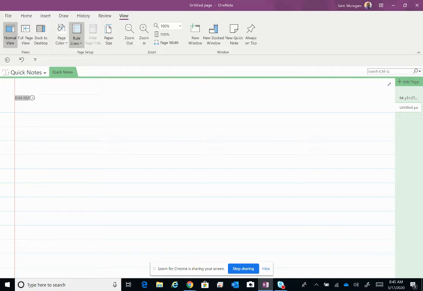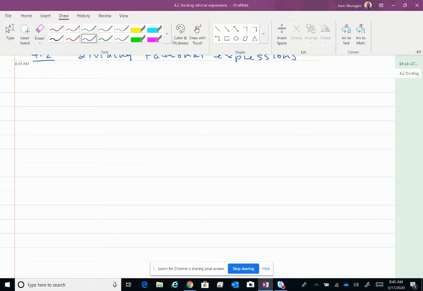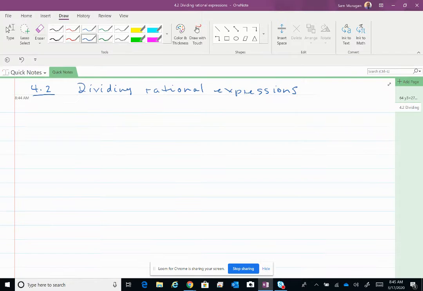Here we go. So we're looking at chapter 4.2, dividing rational expressions. Please recall that we already did multiplying, and we already actually did dividing in class. So I'm just recapping the process here. The 3 steps.